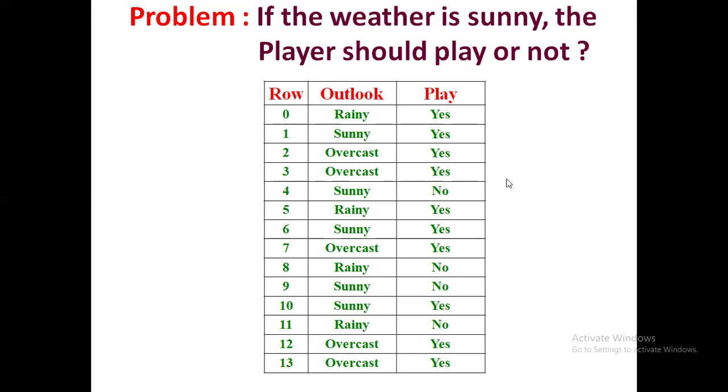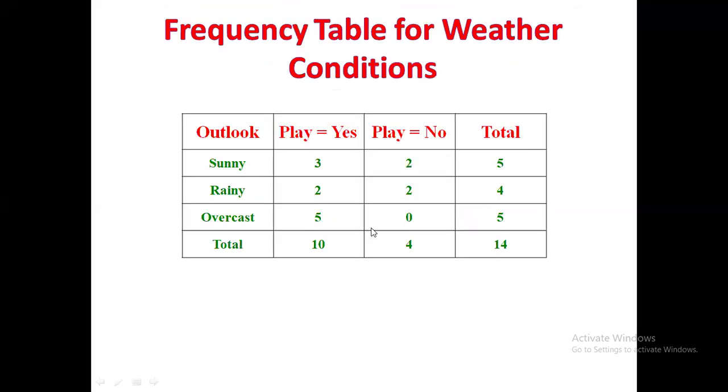Let us look into this table. The second column represents the outlook, and the third column represents play. The first row says rainy, yes. The second row says sunny, yes. Overcast, yes. Overcast, yes. So we have 14 combinations. Sunny, yes. Here rainy, no. Overcast, yes. Overcast, yes. First we have to find out the weather conditions. We will be taking these three parameters.